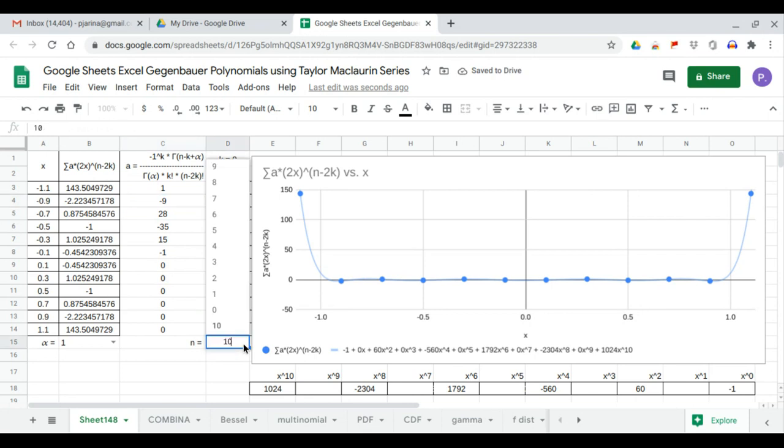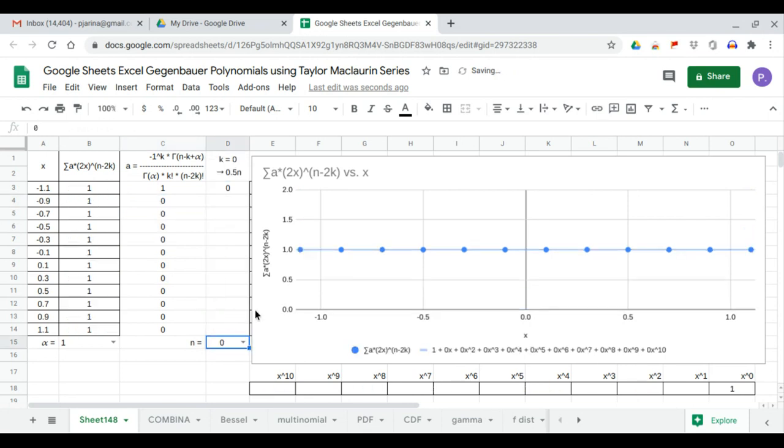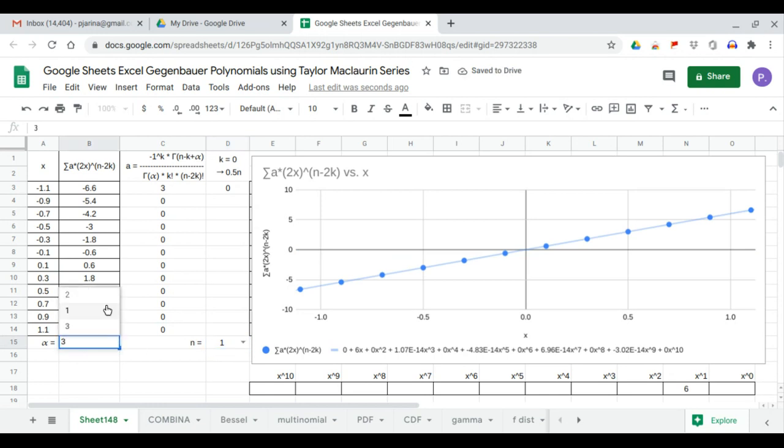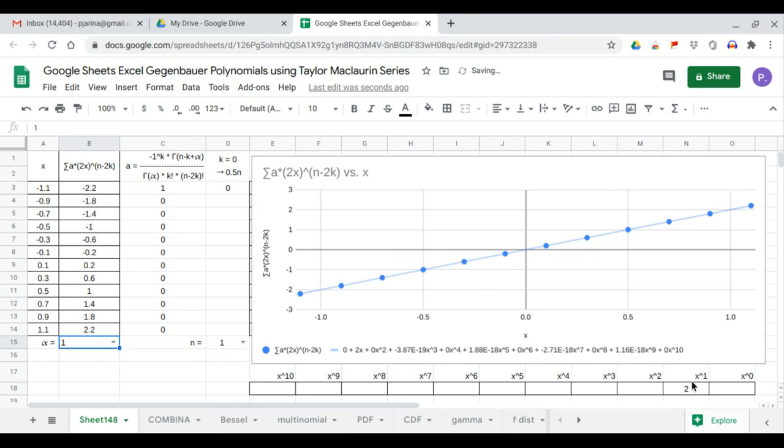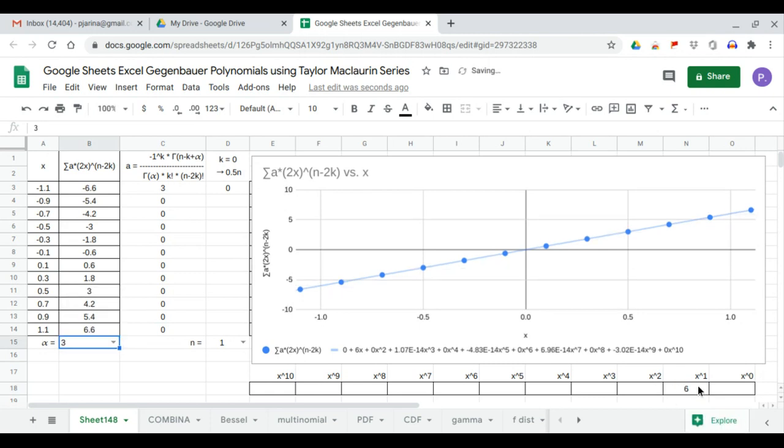So at n equals 0, our polynomial y equals 1. So if we put it at alpha equals 2, it's also 1. Alpha equals 3. At n equals 1, so at alpha equals 1, then it will be 2x. Y equals 2x. At alpha equals 2, then the polynomial y equals 4x. Alpha equals 3, polynomial y equals 6x.